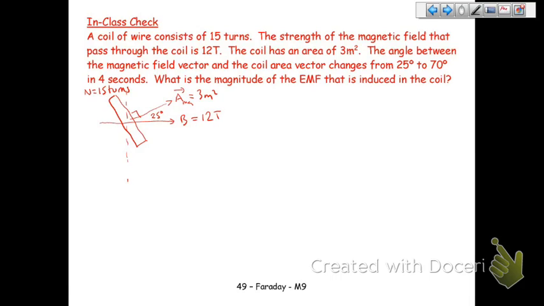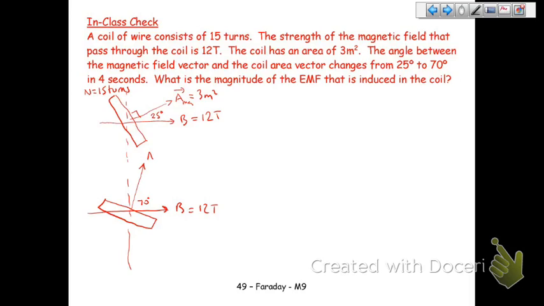Okay, so now let's take the second scenario. We have kind of the same thing. B is still to the right, and it's equal to 12 Tesla. And now we have 70 degrees, so that's going to be much more like that. Notice how by drawing a more representative diagram, it makes my visualization a lot more straightforward. And that's 70 degrees, the angle between the magnetic field vector and the area coil vector is 70 degrees.